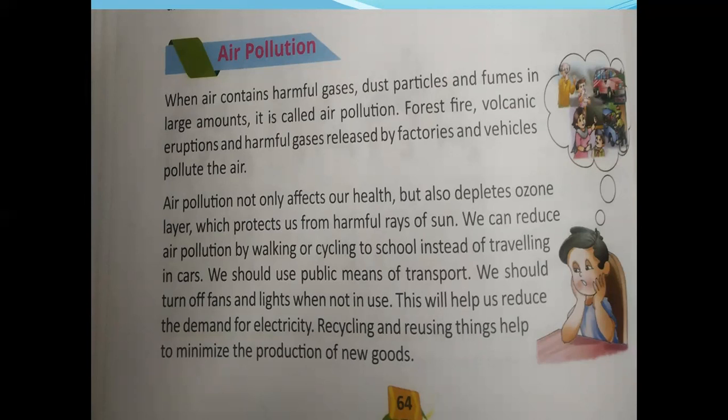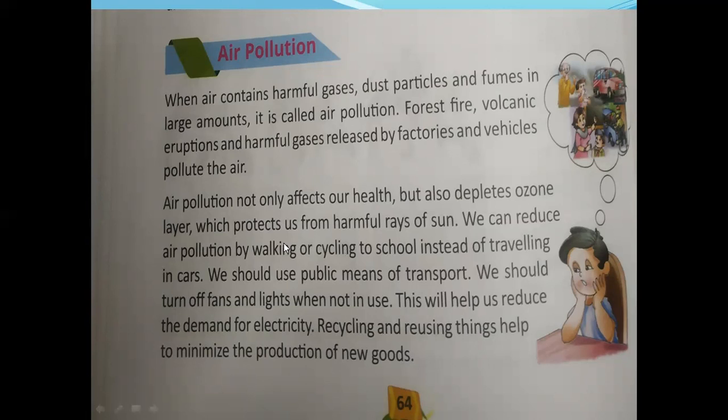Forest fire, volcanic eruption, means when the volcanoes erupt, and the harmful gases released from factories, vehicles, these all pollute the air. Air pollution is not good for us, not good for our health, not good for this earth also. Air pollution not only affects our health but also depletes the ozone layer. What is the ozone layer? Ozone is a layer which surrounds the earth and protects us from harmful rays of the sun.